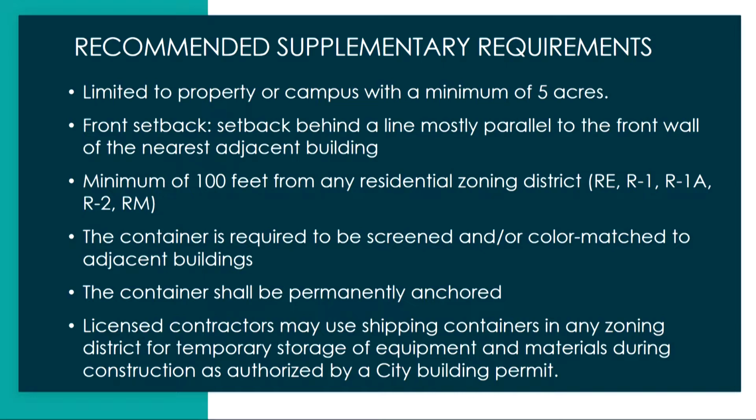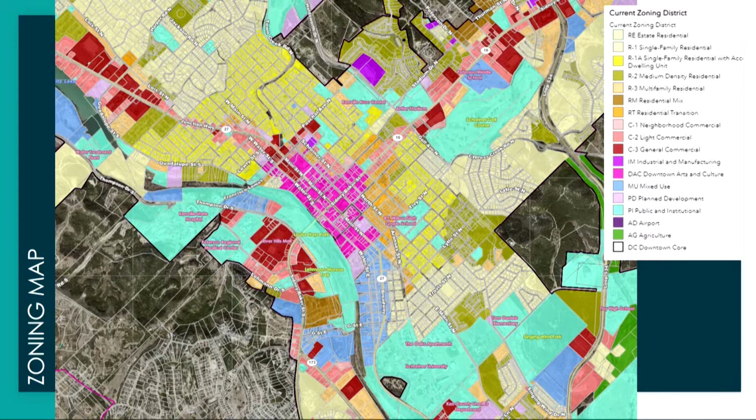Limited to a property or a campus with a minimum of 5 acres. Just started with 5, not necessarily arbitrary, but obviously we're looking at a larger property. And the reason I went with an acreage recommendation is PI, that light blue color you see. So this is everything from your small neighborhood churches, schools, hospital, parks, Shriners. It is scattered all over town, so it's not really a geographical representation of anything. Even some of the utility substations are PI.